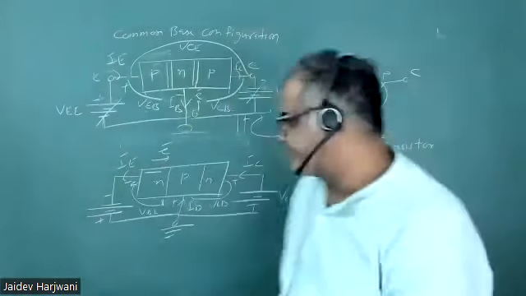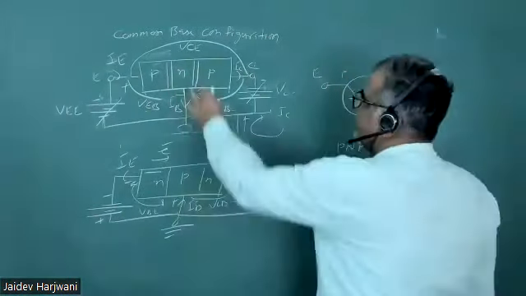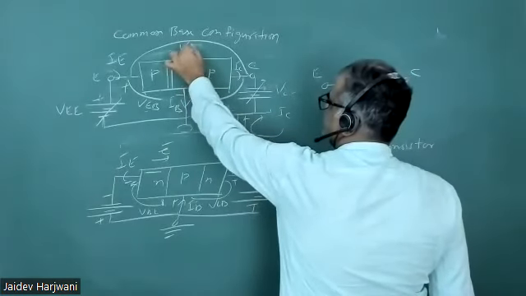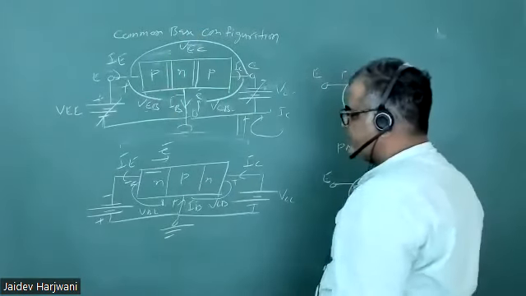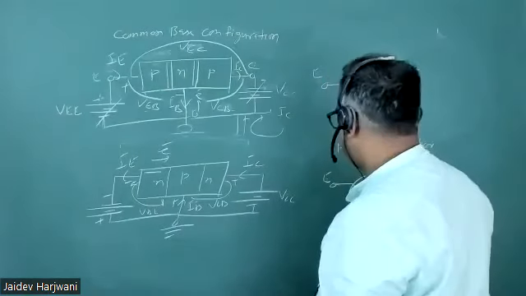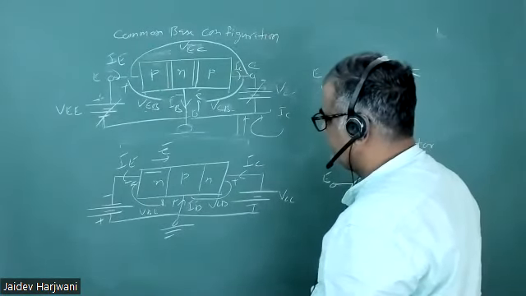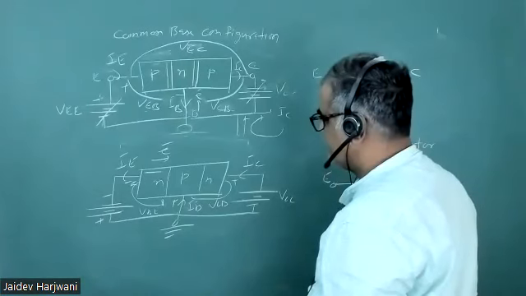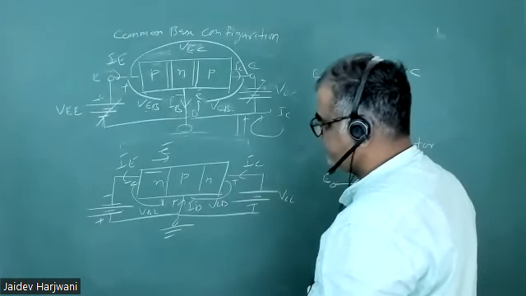So let me write VEC. Sir, in the NPN transistor, the second one, current will flow outward, outside, sir. Yes.